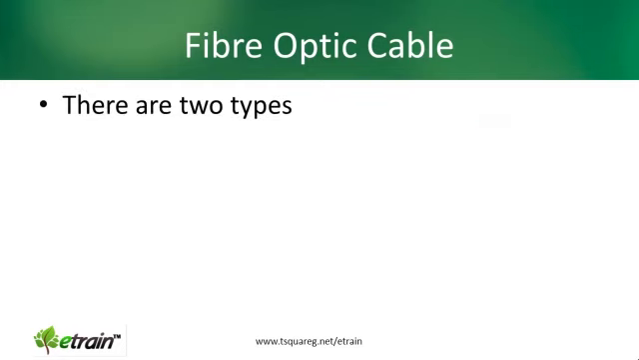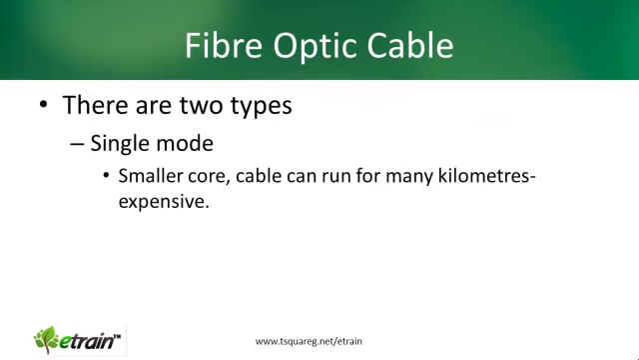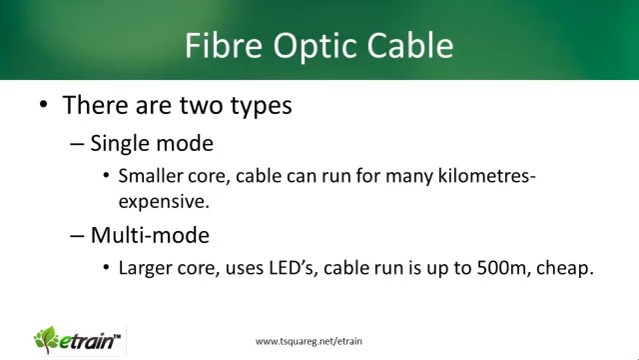There are two main types of fiber optic cable. There is single mode, where you've got a small core and the cable can run for many kilometers, but is expensive. And you've got the multi-mode, a larger core, it uses LEDs, light-emitting diodes, the cable run is up to 500 meters, still pretty long, and is relatively cheap.